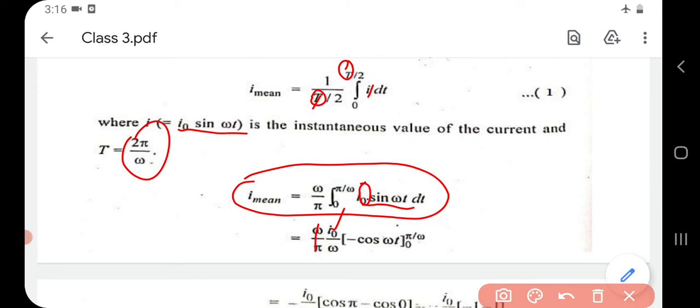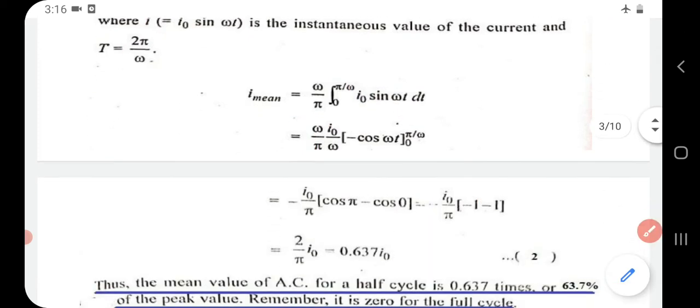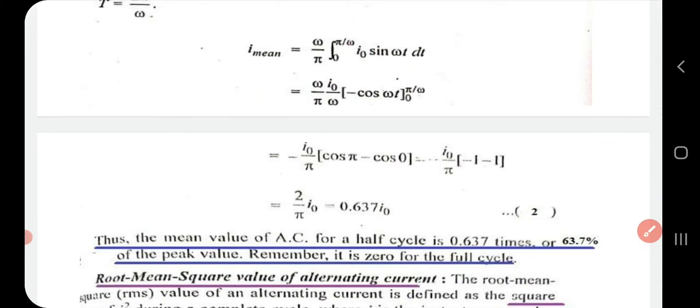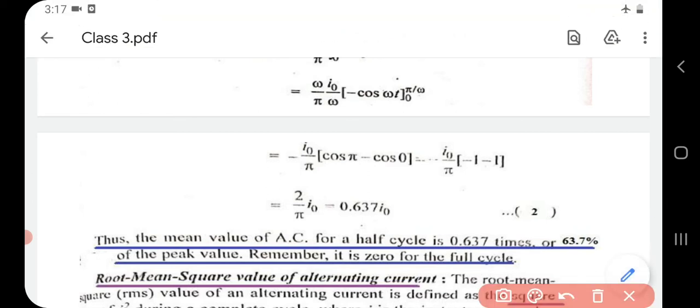Then what is the integral of sine omega t? Minus cos omega t by omega. So minus cos omega t is written here, and that omega is taken outside. Then you apply the limits given here, 0 to pi by omega. The next step is that omega and omega get cancelled. So I0 by pi is kept here. Then you apply the limits. This minus is taken outside.